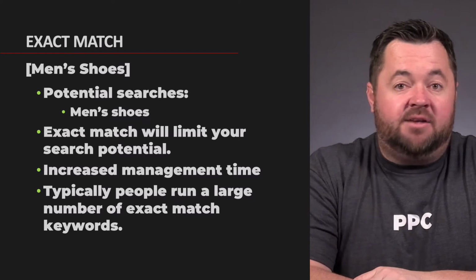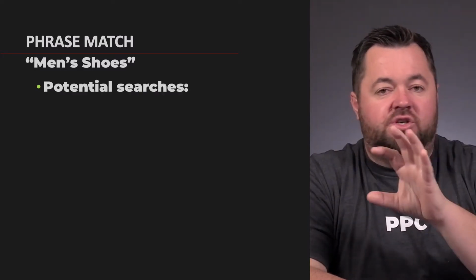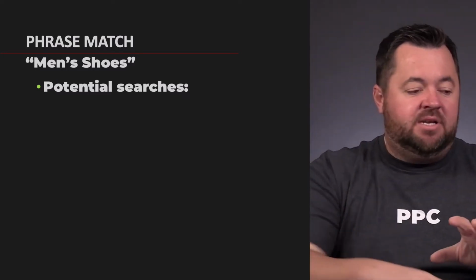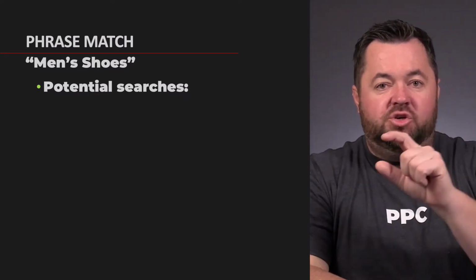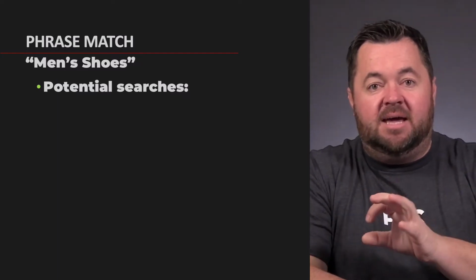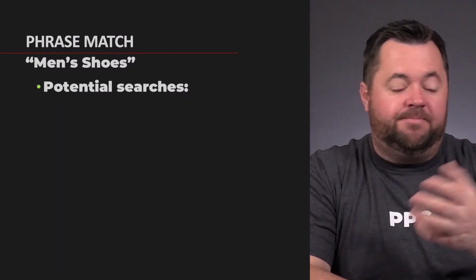So phrase match, you'll notice there's quotation marks now instead of the brackets. It says men's shoes, but under quotation marks. So phrase match means that the phrase is somewhere in their search term. So I might have said that backwards. The search term that you want to show for is somewhere in the phrase that they typed in. So men's shoes has to be contained in the sentence that they type into Google in order to show your ad.